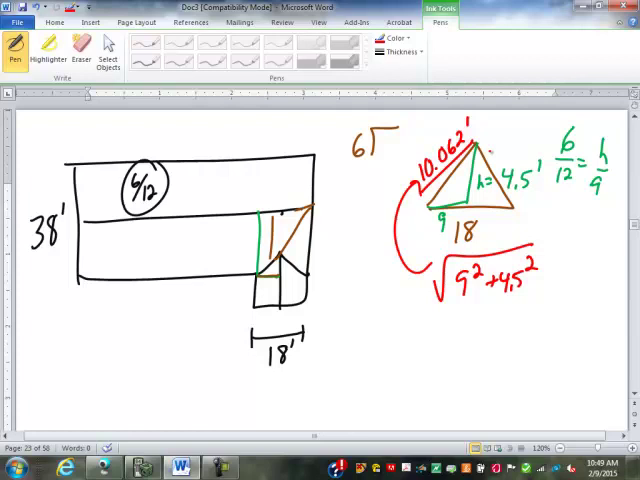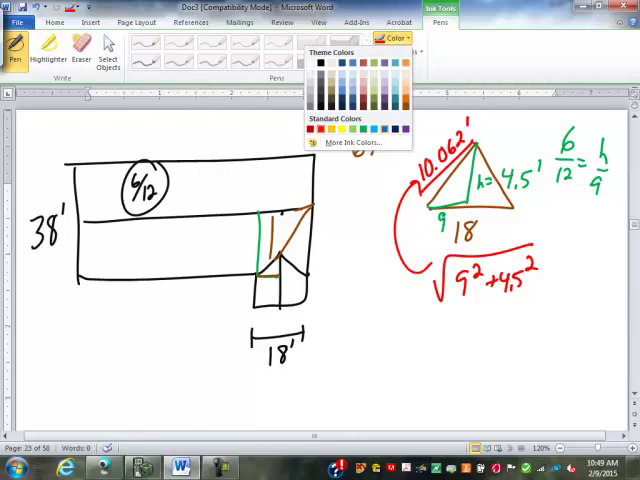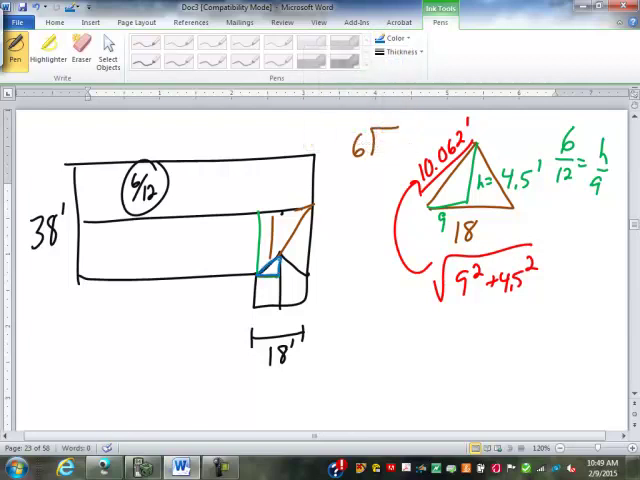Now what do we want to do with that? That's the length of the longest one. The next longest one, good. So we've got this triangle right here. This is 10.062. What's this here? What's this dimension? It's going to be half of the 18. That's going to be 9 feet.